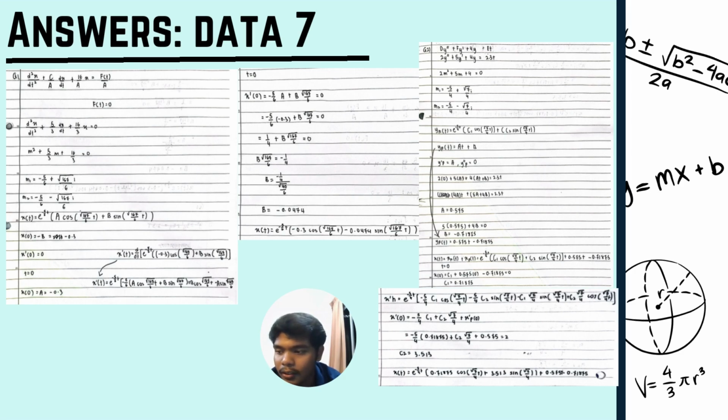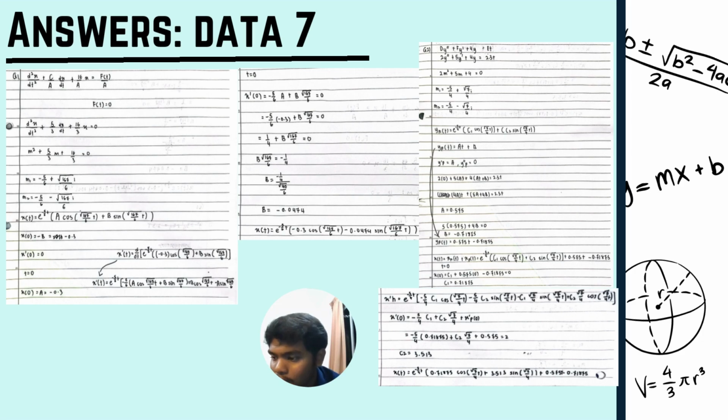So we're just going to put it into the equation, which is exponent negative 5 over 6t, a cos square root of 167 over 6t plus b sine square root of 167 over 6t. So we're going to get the answer, negative b equals to negative 0.3. So the prime is going to be 0, t is going to be 0. So a is going to be negative 0.3.